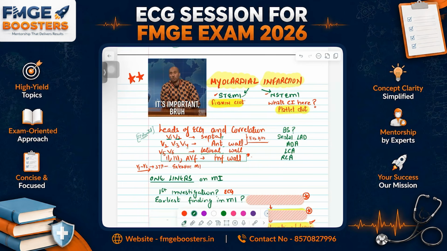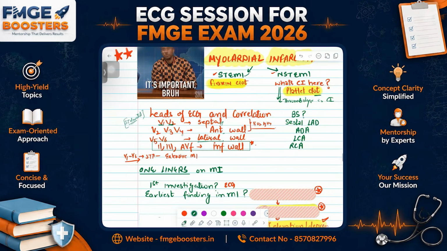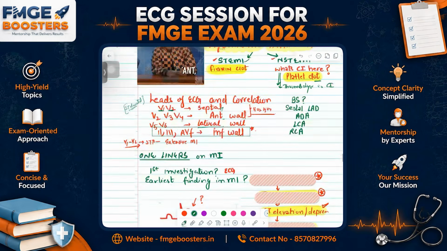So therefore, what is contraindicated in the case of non-STEMI? Can we use streptokinase here? Coagulants. No, we cannot use. So therefore, thrombolytics are contraindicated. Clear, everyone? Thrombolysis is contraindicated in a non-STEMI because it is a platelet clot, whereas in STEMI we have fibrin clot.